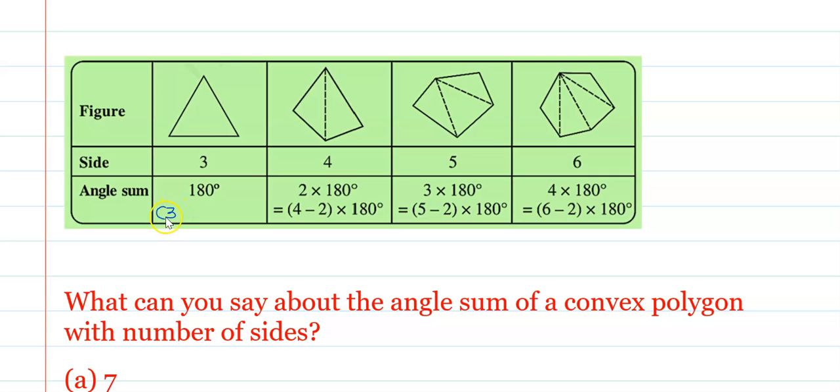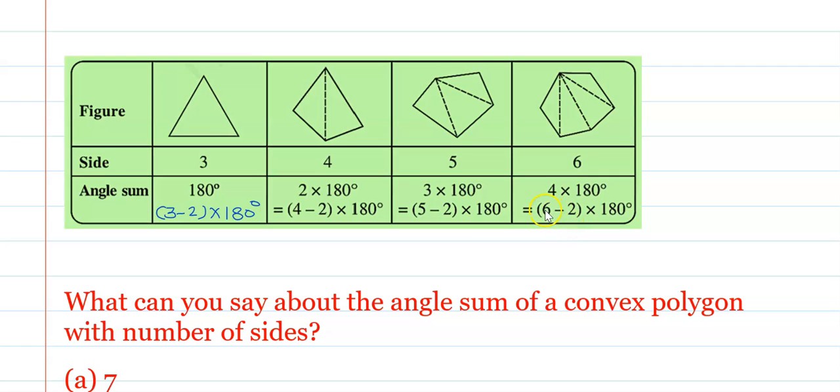3 minus 2 into 180. What about the next? 4 sides are there, minus 2. That is 4 minus 2 is 2. 2 into 180. That is 360. What about the 5? 5 sides are there. 5 minus 2 into again 180. That is 3 into 180. We get 540.